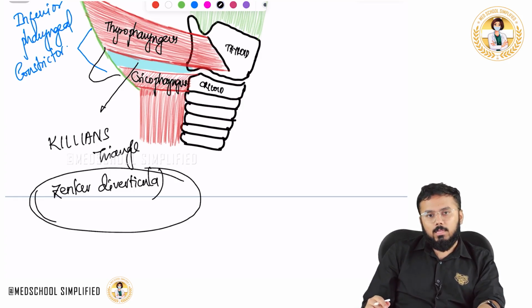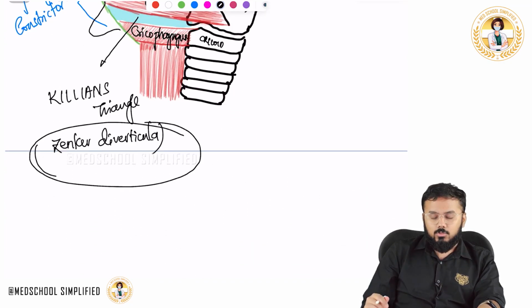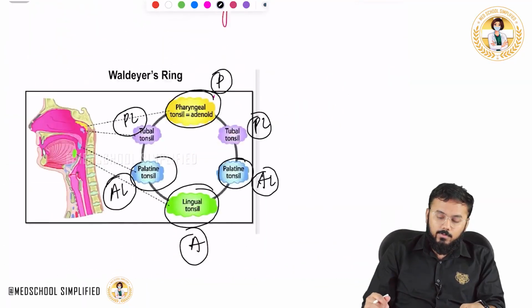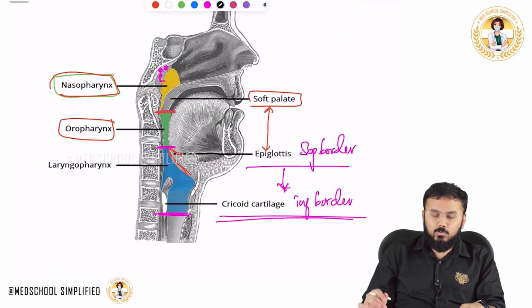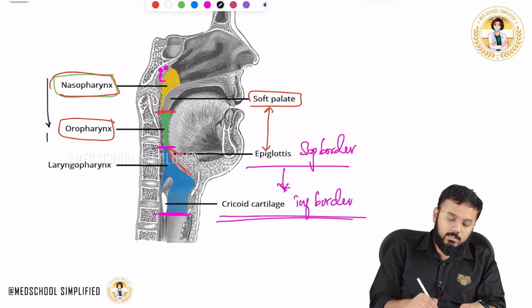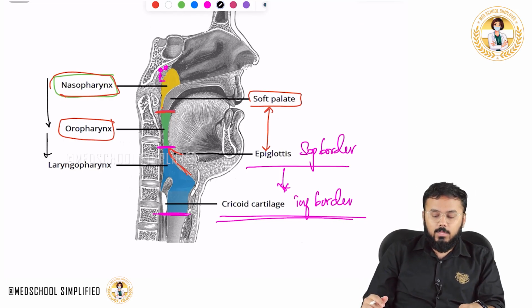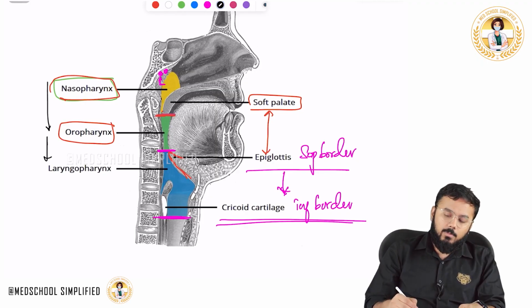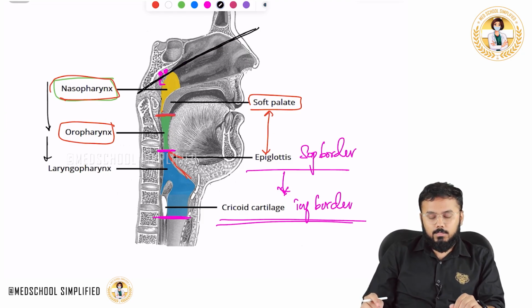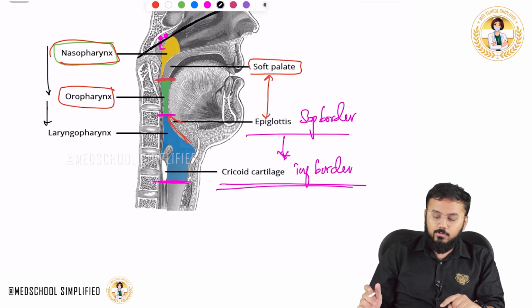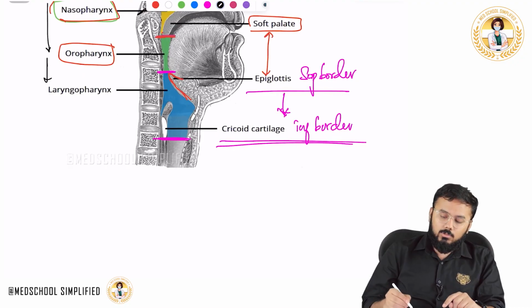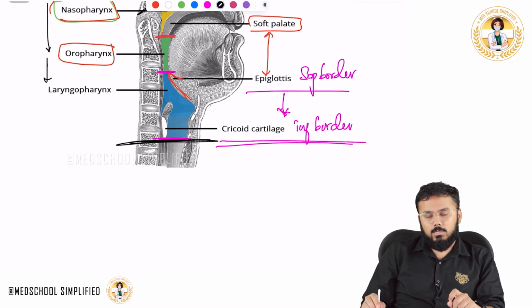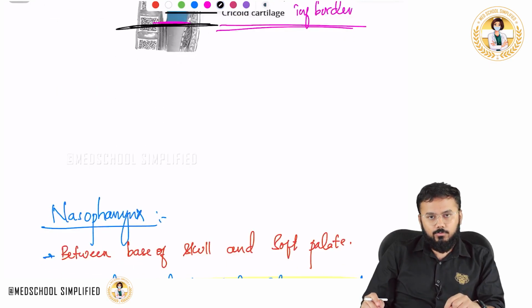So what are the important things we have discussed over here, guys? We started with the nasopharynx. I told you there are three types of pharynx: the nasopharynx, the oropharynx, and the laryngopharynx. The nasopharynx is from the base of the skull till the soft palate. From the soft palate till the epiglottis is the oropharynx. From the epiglottis till the lower border of the cricoid cartilage is the laryngopharynx. So there are three types of pharynx.